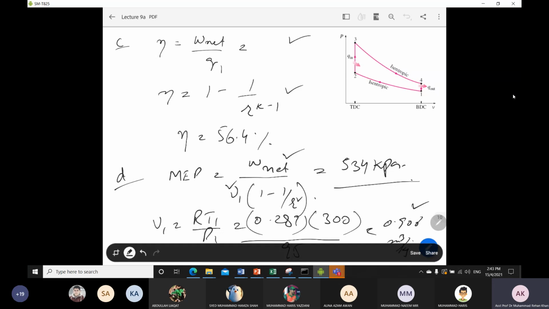Okay, so this is the procedure which we adopt for the constant volume, constant specific heat assumption. You already noticed that in this process we do not use the thermodynamic table. We only use different relations which are valid for isentropic processes and different processes related to gases. If you have any question, you can ask me.